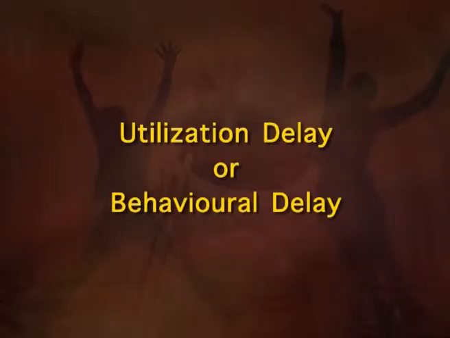The third kind of delay is utilization delay or behavioral delay. This is the time period between the decision to take health care and the actual seeking of health care. The factors operating may be actually finding a doctor, finding out what treatments or what hospital may be most effective, finding out how you will meet the expenses for the treatment, what kind of transportation facilities are available in case the doctor doesn't make home visits, and how you can actually arrange the seeking of medical help.